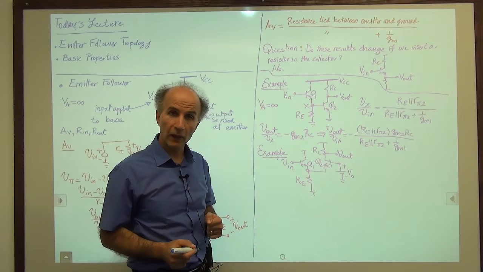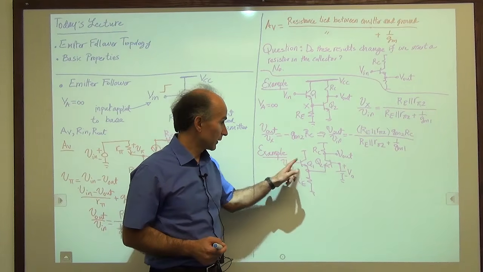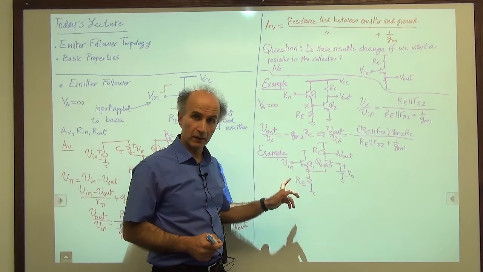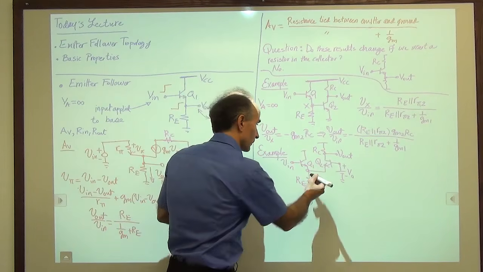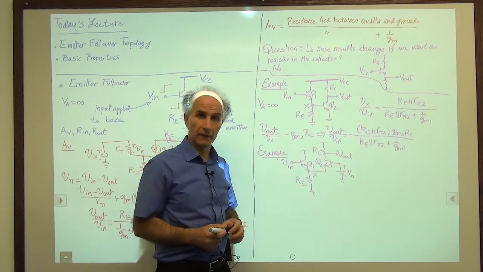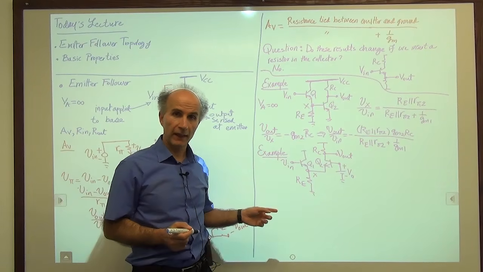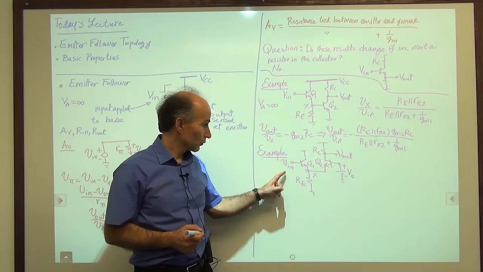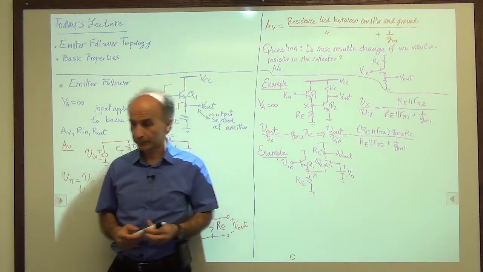So again, we would like to find the voltage gain from here to here, meaning V out over V in. As usual, we call this node X, and we proceed. So this is the quiz of the day. I will give you 90 seconds to write the voltage gain of the circuit.